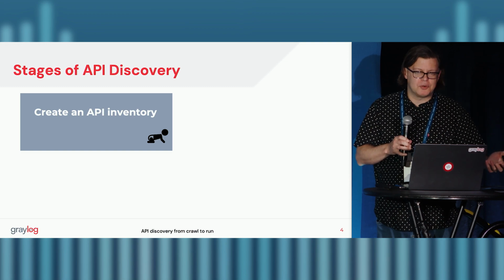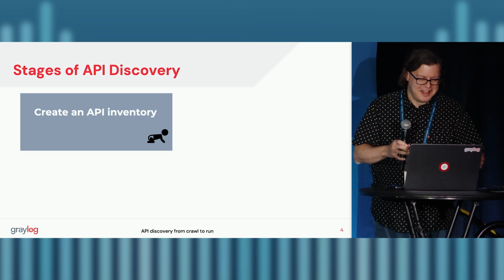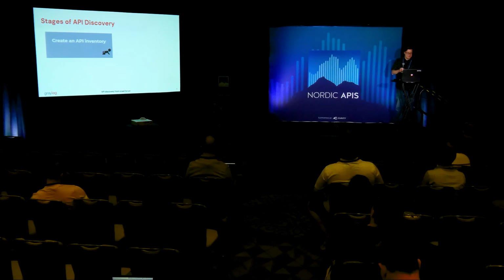If you don't have an inventory already, you're not alone. A lot of folks don't. Or they don't trust that the inventory that they have is complete. Maybe it's something that you inherited, but that's okay. But creating that first API inventory is the crawl step.